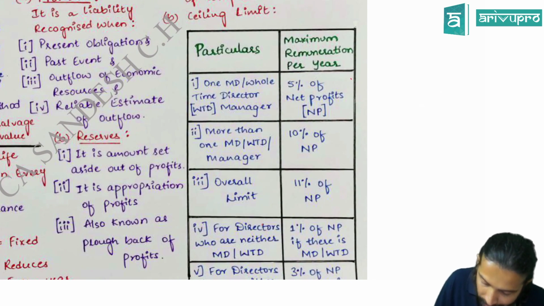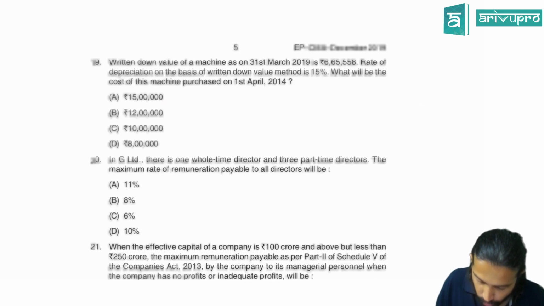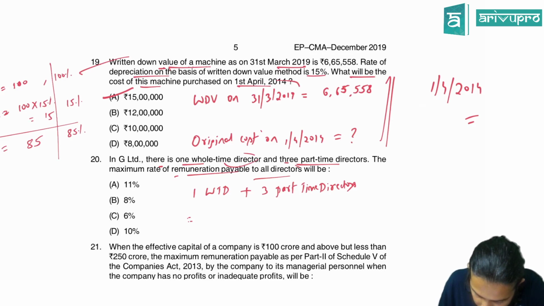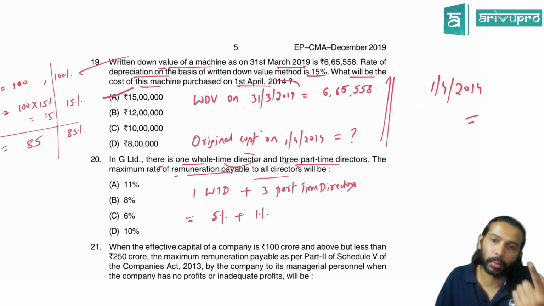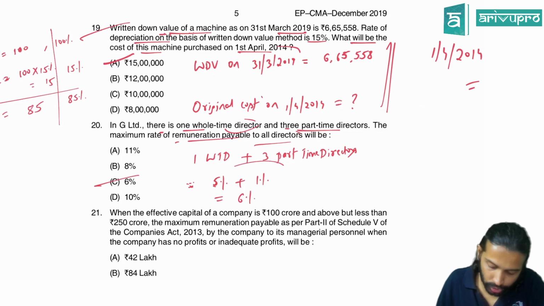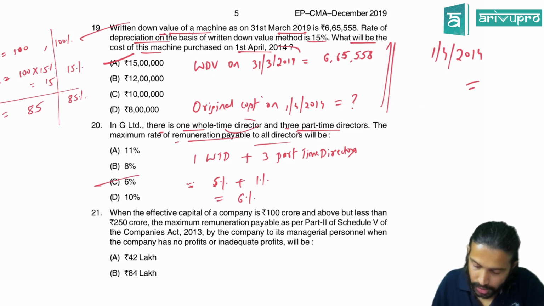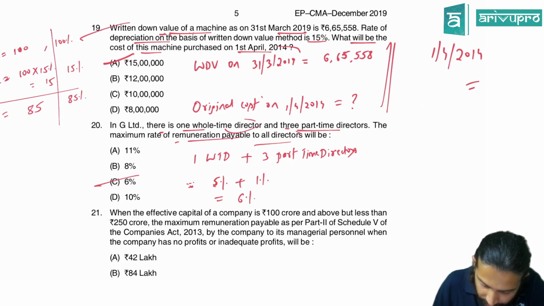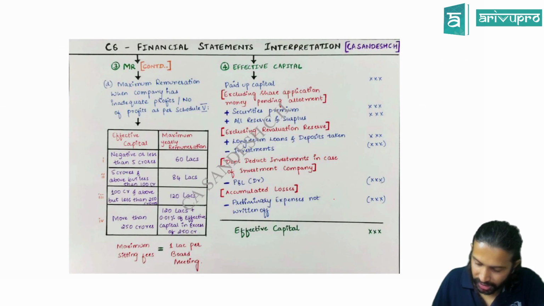That means what is the maximum remuneration as per this question? To this whole-time director, you can pay 5%. To all the part-time directors put together, you can pay a maximum of 1%. So to all of them, the maximum remuneration you can pay is 6%. So that is the answer. And all this has been covered in our notes, in our charts like this.